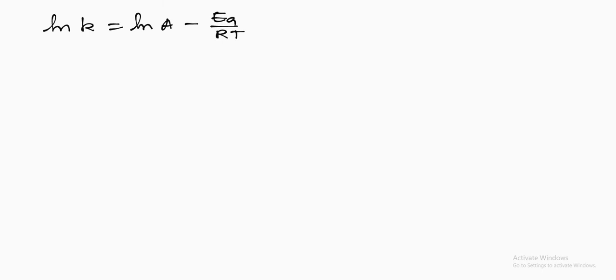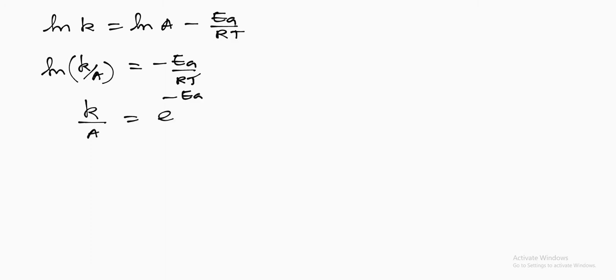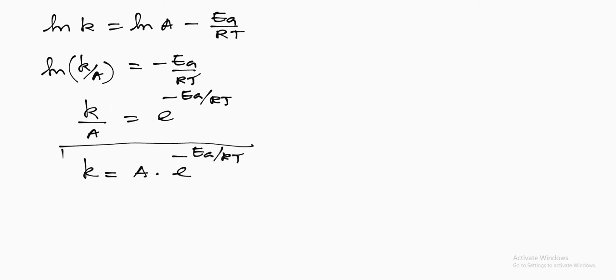I'll bring this ln A to the left hand side. So we can write ln K by A, because ln K minus ln A, if you apply the logarithmic formula, log A minus log B is log A by B. So ln K by A equal to minus EA by RT. Then what is K by A? If I remove this natural log, then you should write this as e power minus EA by RT. Or I can say K is equal to A into e to the power minus EA by RT. This is a modified form of Arrhenius equation.